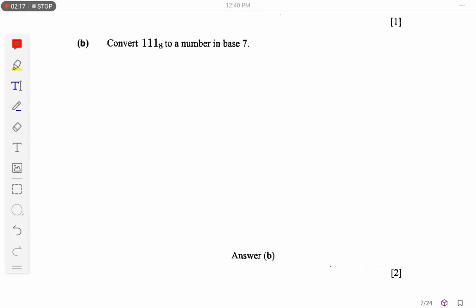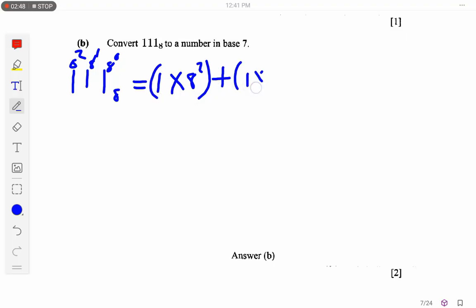Convert 118 to base 7. When we have such a question, we first of all have to go to base 10, then we go to base 7. To go to base 10, we have 1, 1, 8. So we say 8 to the power of 0, 8 to the power of 1, 8 to the power of 2. We raise the bases there like that. Then we say 1 times 8 to the power of 2 plus 1 times 8 to the power of 1, then plus 8 times 8 to the power of 0, like that.